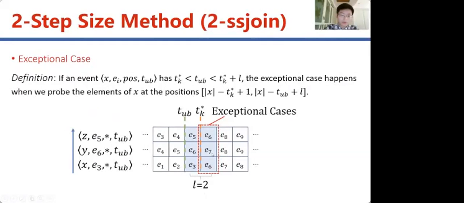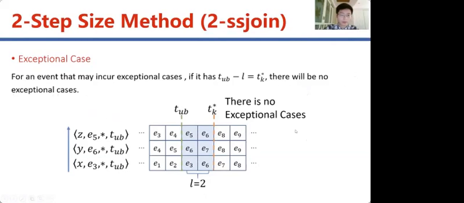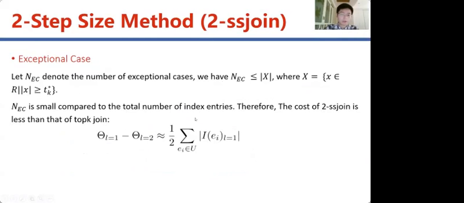They will produce additional index entries in the 2-I-ssjoin method. And it is worth noting that the exceptional case happens at most once in each set. In another case, when the events have TUB minus L equals TK star, there will be no exceptional case. As shown in the figure, the events have TUB minus 2 equals TK star, so there is no exceptional case. To this end, we can deduce that the number of exceptional cases, denoted as NEC, is no larger than the size of X, where X is the collection of sets whose lengths are larger than TK star.